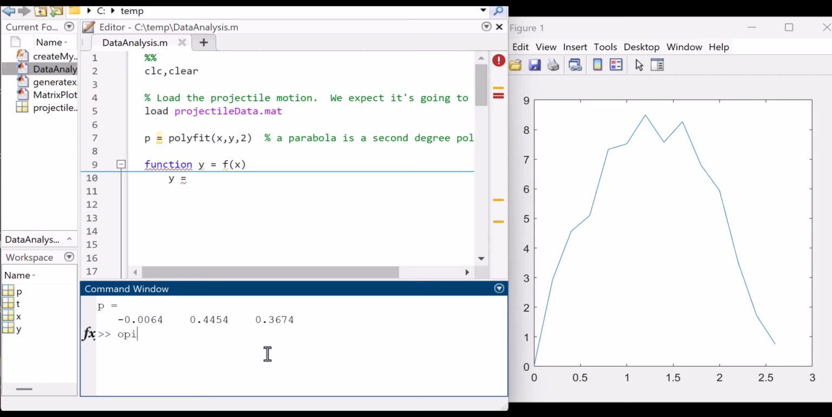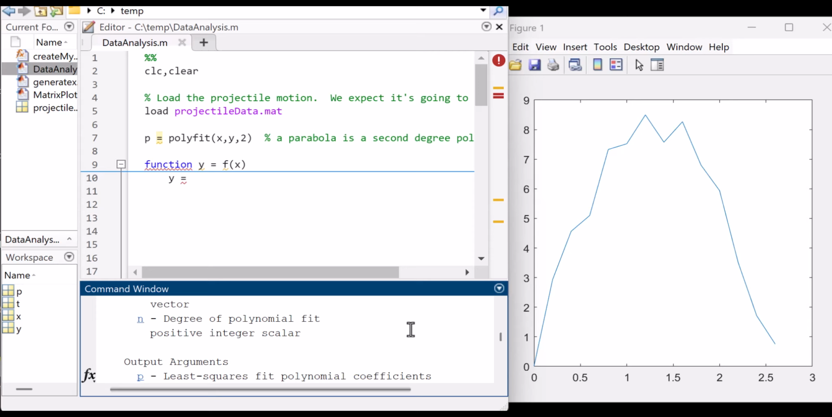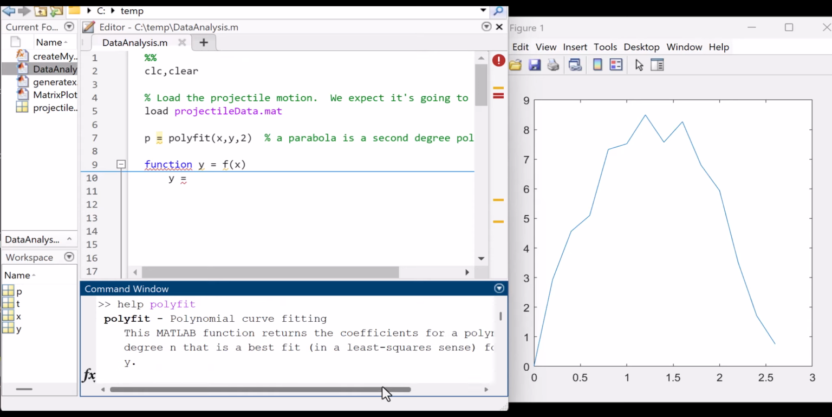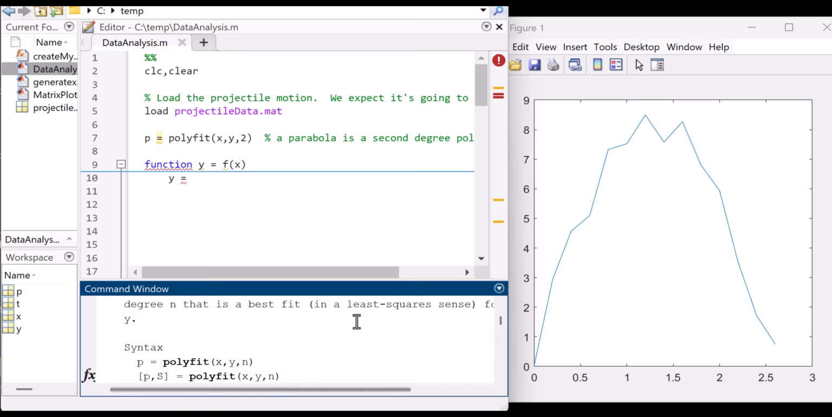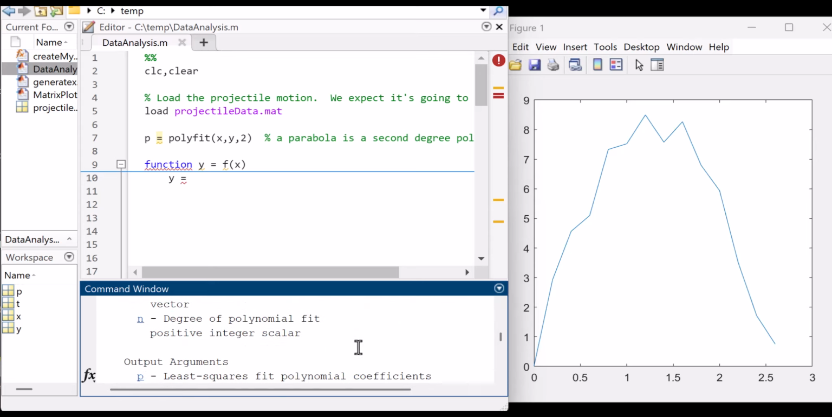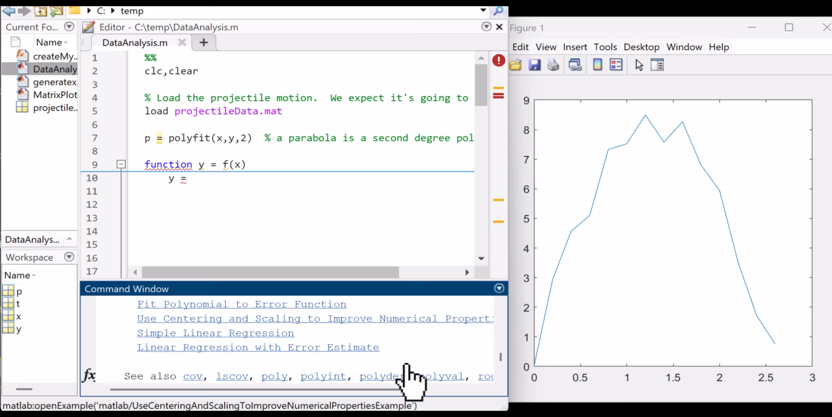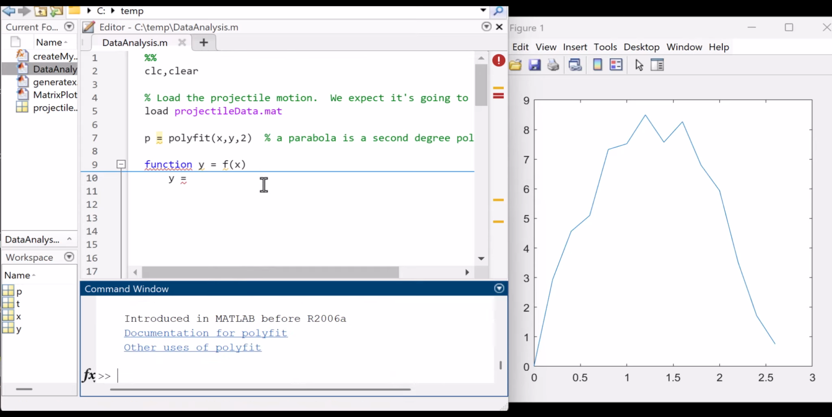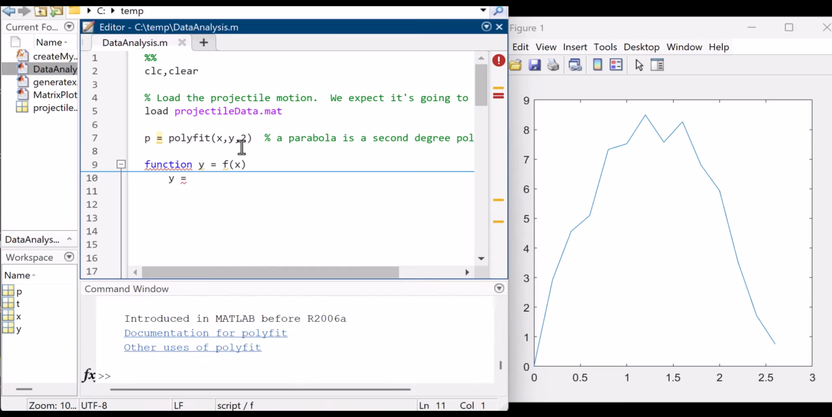Let me try it again. Help polyfit. I'm pretty sure it's in a least squares sense for the data. It returns the coefficients of degree n, and I think it goes like, this is the 0th term. Hold on, let me run this again. So I think this is the 0th term.